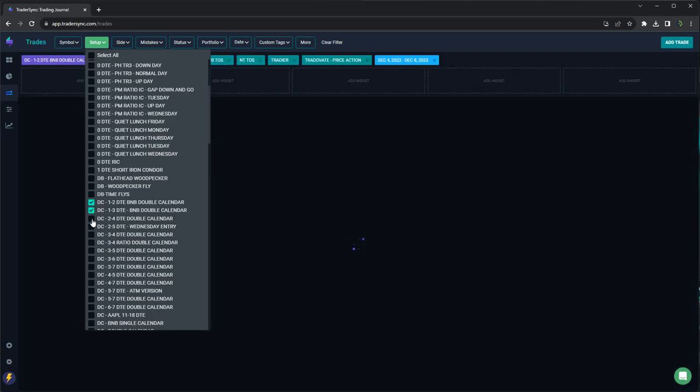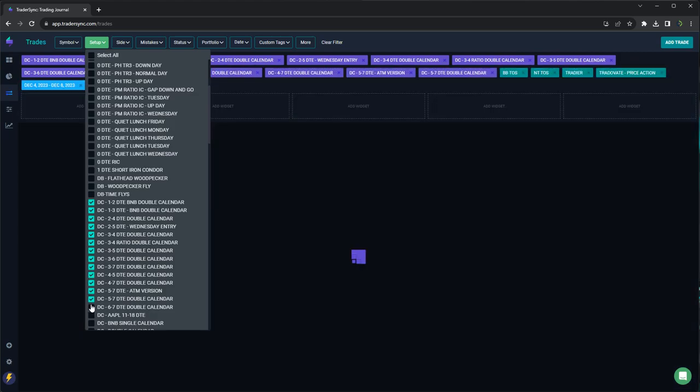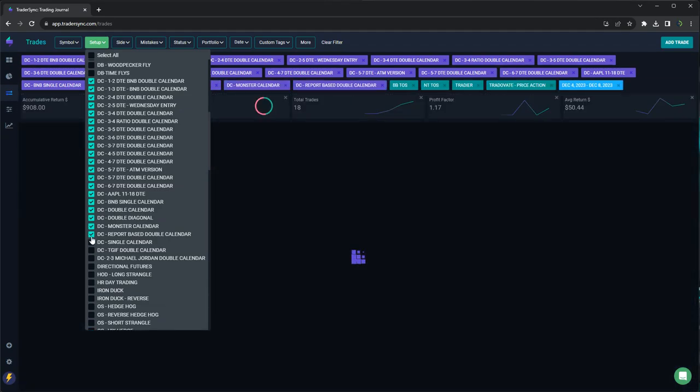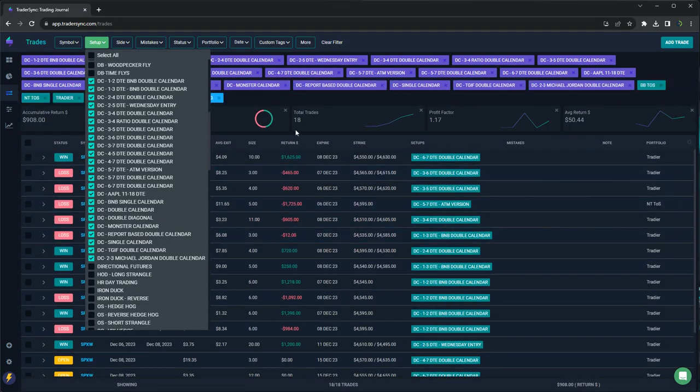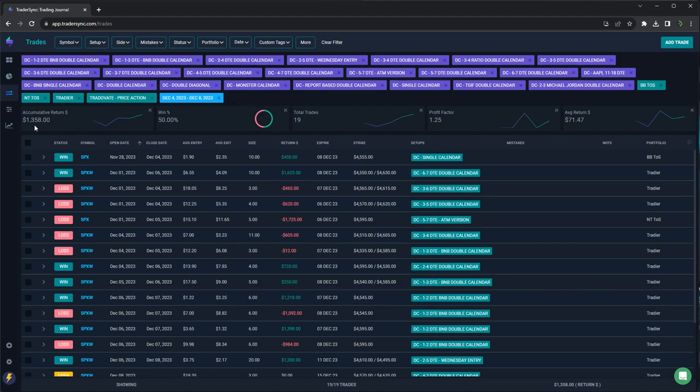Dynamic calendars, positive week on the calendar front. Give it a quick refresh. Yeah, plus a little over 1,300 in profits on calendar. So I had an individual calendar plus 450, a 6.7 booked over 1,600, a 3.6 was a loser, 3.5 was a loser, 5.7 was a loser, 3.4 was a loser, 1.3 small loser.